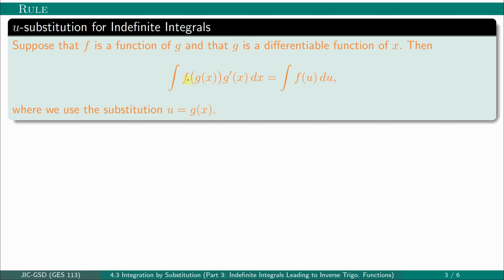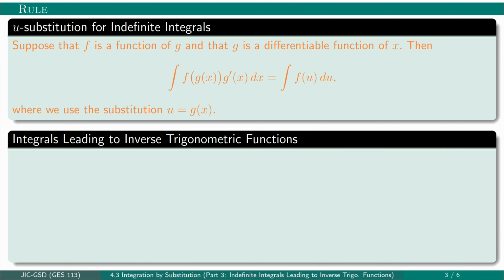If you have an integral of f of g of x multiplied by g prime of x dx, then this is the same as integral of f of u du, where we have used the representation g of x equals u. We will also list three integrals that will lead to inverse trigonometric functions.